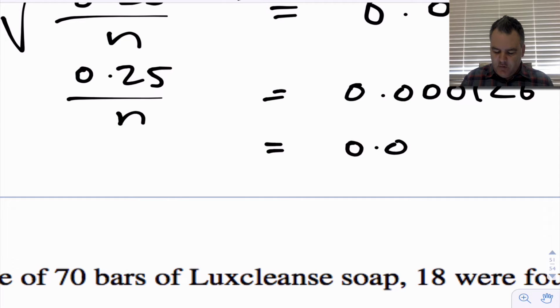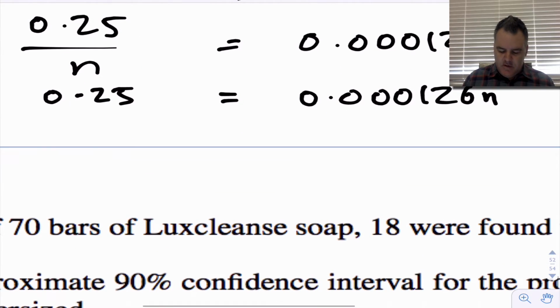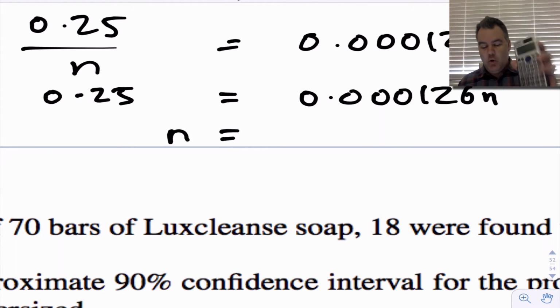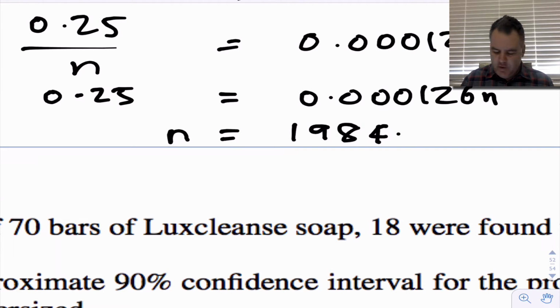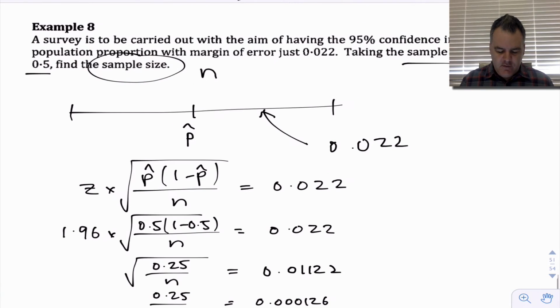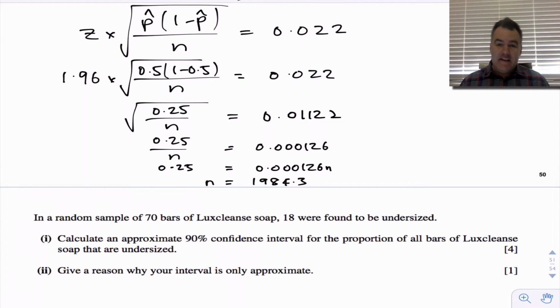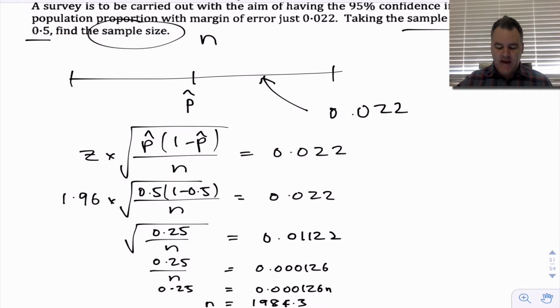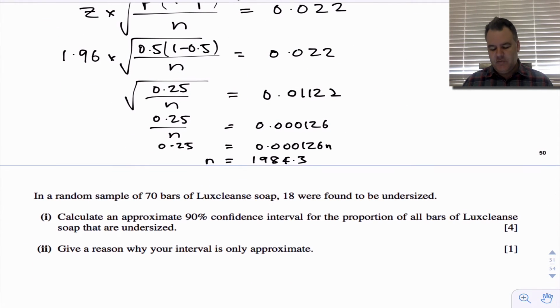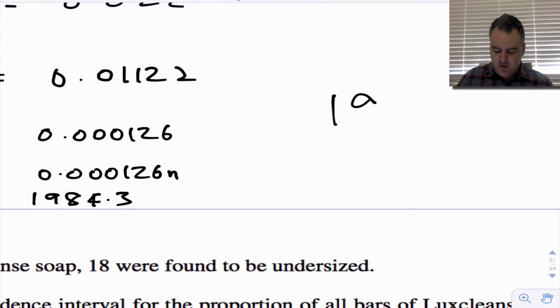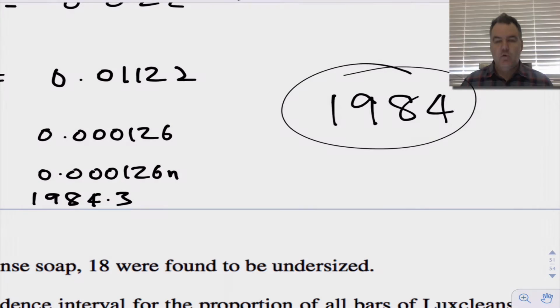I'm going to times both sides by n. There we go. And then I'm going to divide both sides by 0.000126. 0.25 divided by that big long answer we've got in there, 1984.3. Okay, so the sample size, I guess you could say either 1,984 would be the most reasonable answer. You could say 1,985, but in this case, because they said the margin of error was exactly 0.022, I'd be saying that our sample size is 1,984, 1984, a great year.